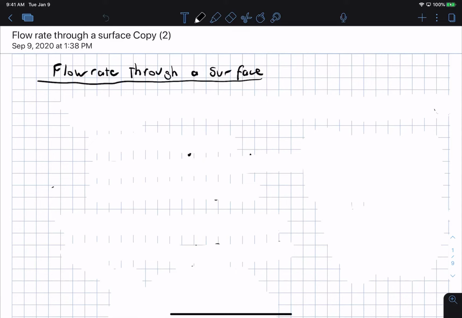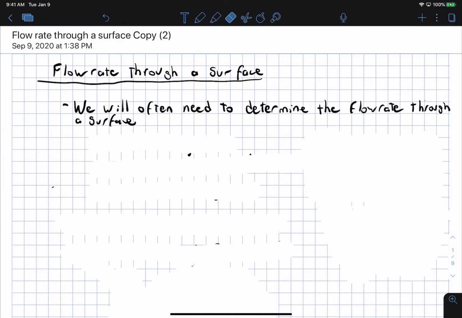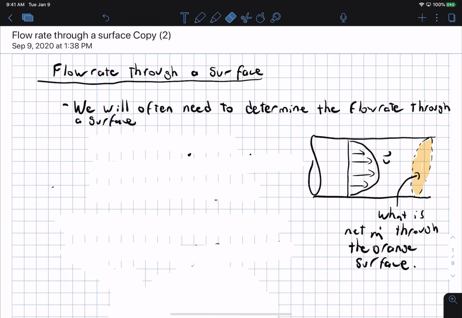Okay, so now we're going to shift gears a little bit, and now we're going to discuss how to find the flow rate through an arbitrary surface. And in this class, especially in the next chapter, we will often need to determine the flow rate through an arbitrary surface. So, for example, I could have a pipe here that has some velocity profile in that pipe, and I could have this sort of cutting plane here, and I might want to ask, what is the net mass flow rate through this orange surface here?